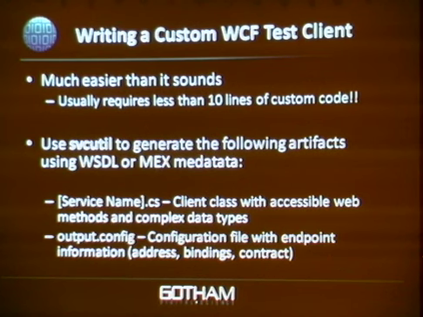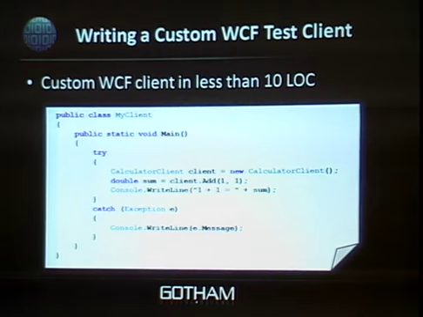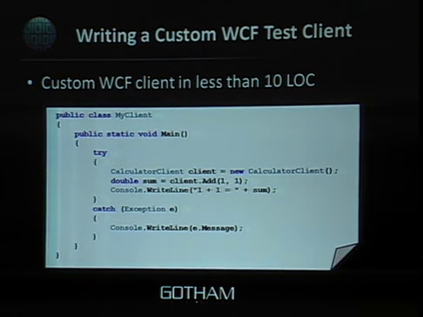And the reason for that is, as long as you've got metadata, you can leverage the service utility that comes with Visual Studio to generate an interface file, and then it's very simple to convert that interface file into a console utility. This is basically what the custom code would look like. Once you have your interface, you just create a new instance of the client, and then you start calling methods on that client.